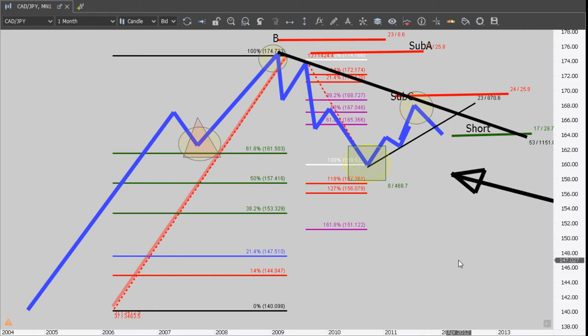The market's making lower lows, lower highs. It broke the structural low. I have a structural lower low. Why shouldn't I short the market? Everybody else, what do you think? Should I go short? Shouldn't I go short?